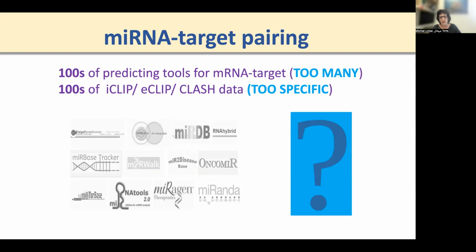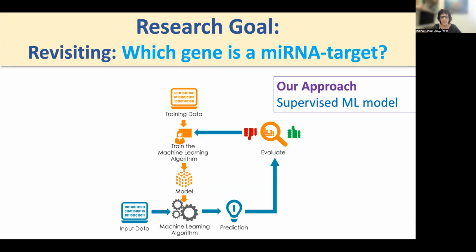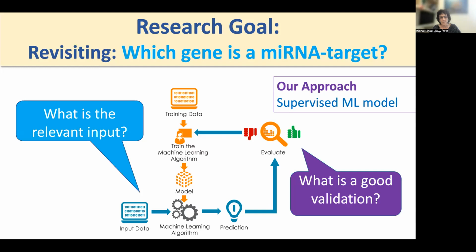So the question remains: who might be regulated by microRNA? And this is exactly the project. We ask which gene is a microRNA target. And we do this with a supervised machine learning model, quite a standard approach, but as in any model of this kind, we need to understand what is the relevant input to the model and, as important, what is a good validation.